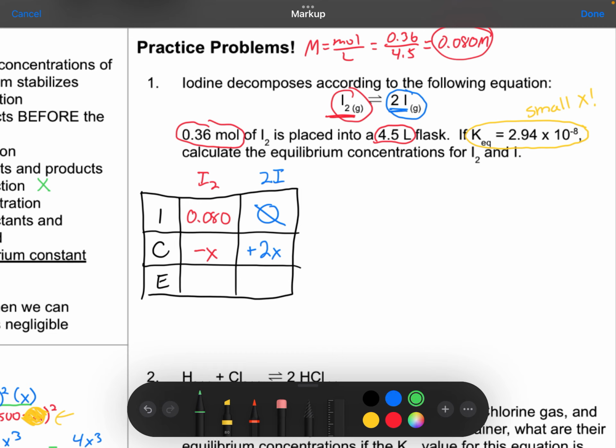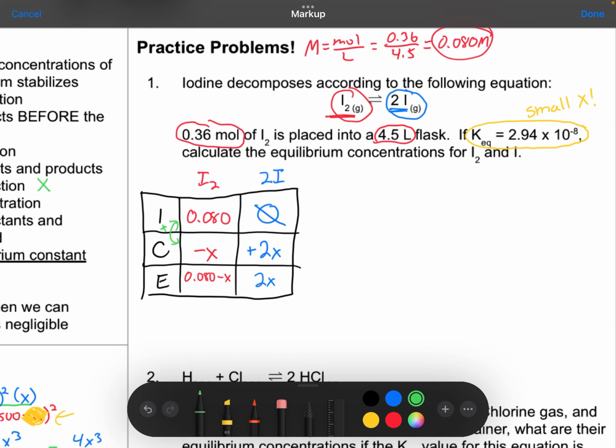Then, just as we did before, we are going to sum those two boxes together to get my equilibrium. So on the left here for I2, we end up with 0.080 minus x. And in my products, I end up with 0 plus 2x, which just leaves us at 2x. Now I get to plug all of that into an equilibrium expression.